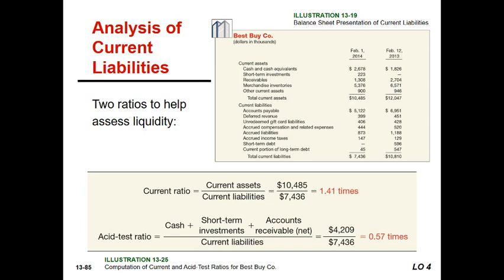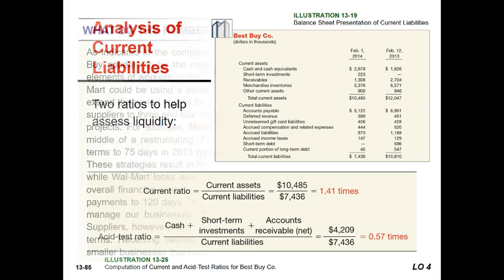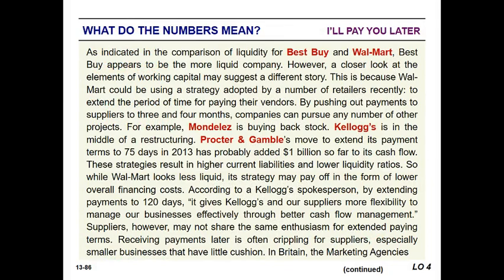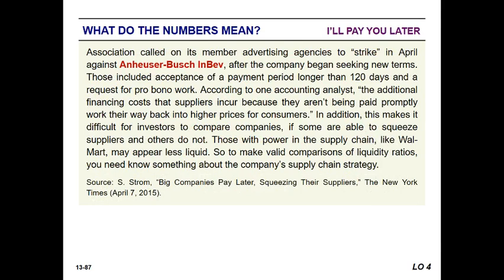Now, it's interesting, and I want you guys to spend some time reading and thinking about this, is the "What do the numbers mean? I'll pay you later" section in your book and in these slides. So basically, what this talks about is that those giants that are able to control their supply chains have over time really pushed out their terms. So although they look less liquid, they may not actually be less liquid.